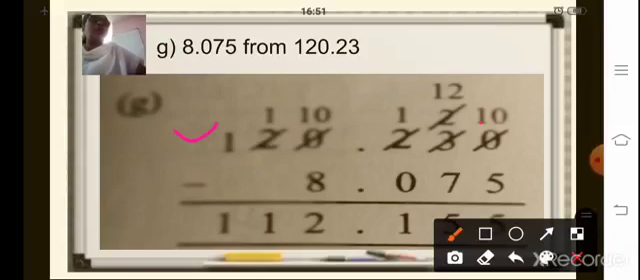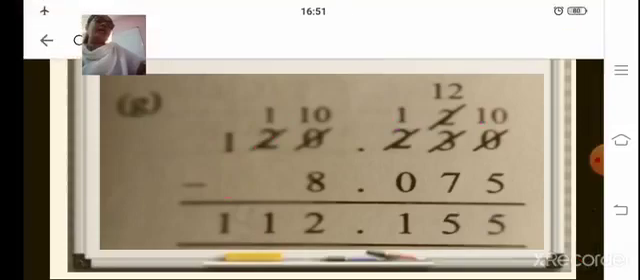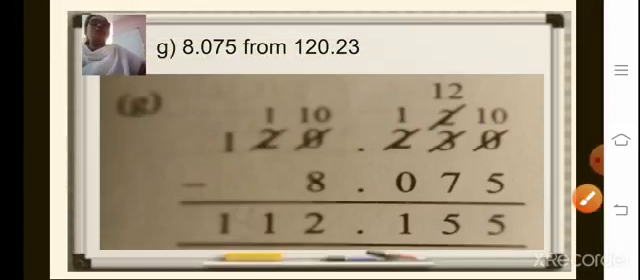Now from 2 you cannot subtract 7. So you will borrow from this 2, that will become 1 and this number will become 12. Now 12 minus 7 is again 5. And 1 minus 0 is 1. Now here from 0 you cannot subtract 8. So we will borrow from this 2 and this number becomes 1 here. And this number becomes 10. 10 minus 8 is 2. 1 will remain as it is and this one will remain as it is. So your final answer is 112.155. Okay. Just solve all the 3 sums in your maths notebook.